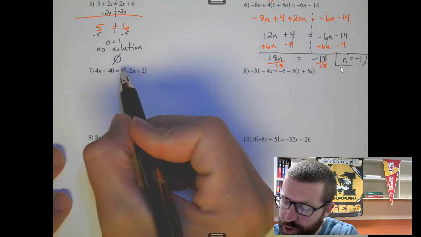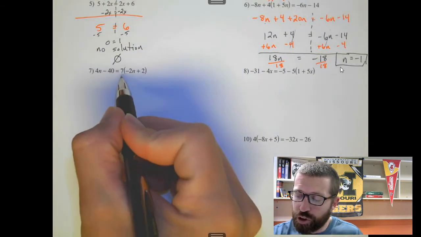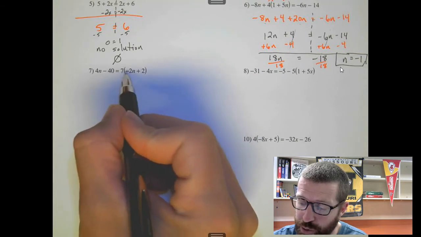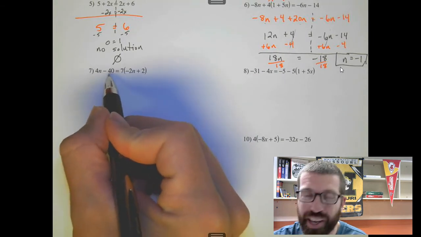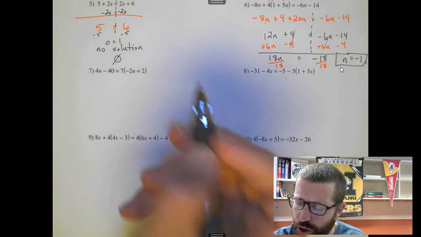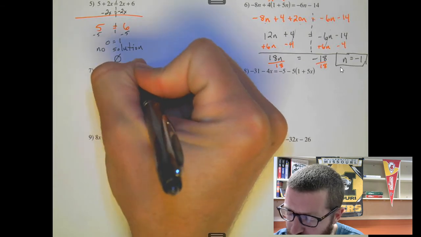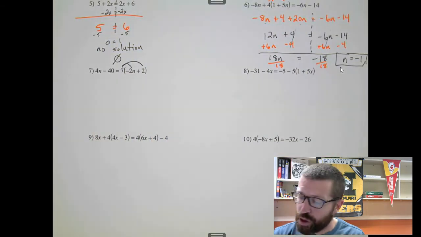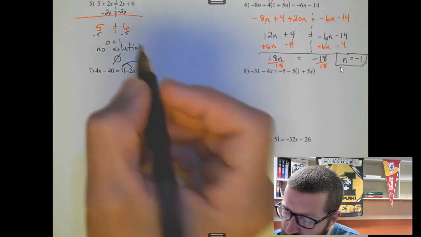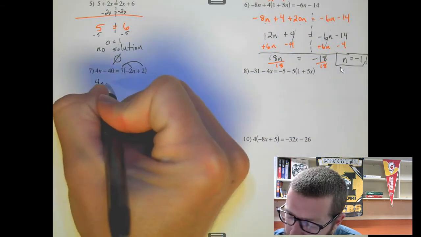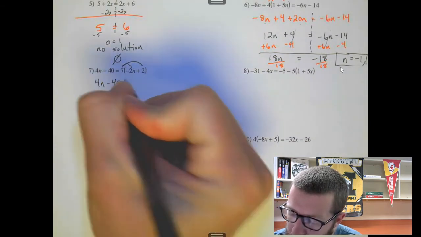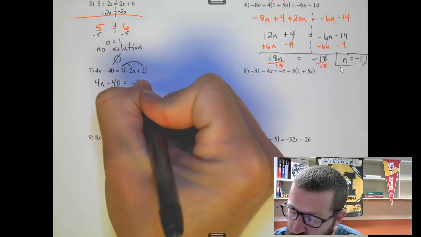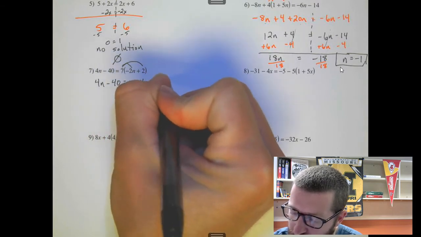So you have options here. You could divide both sides by 7 to get rid of that because it's multiplication. But then we have some funky fractions over here. So instead, let's distribute. Like I said, usually the best option is to distribute. Here, that leaves us with 4n minus 40. And then on the right side, negative 14n plus 14.